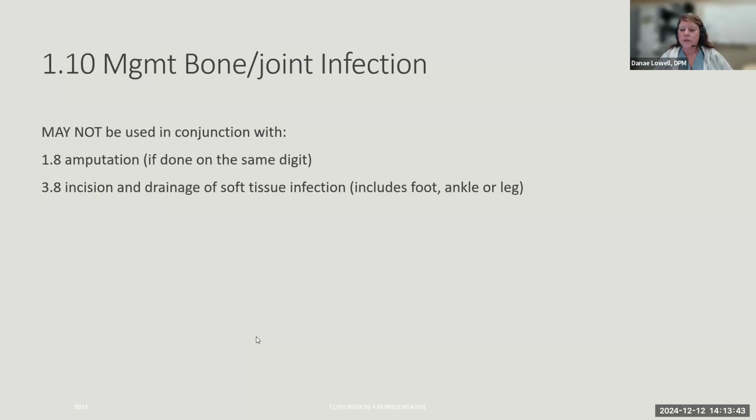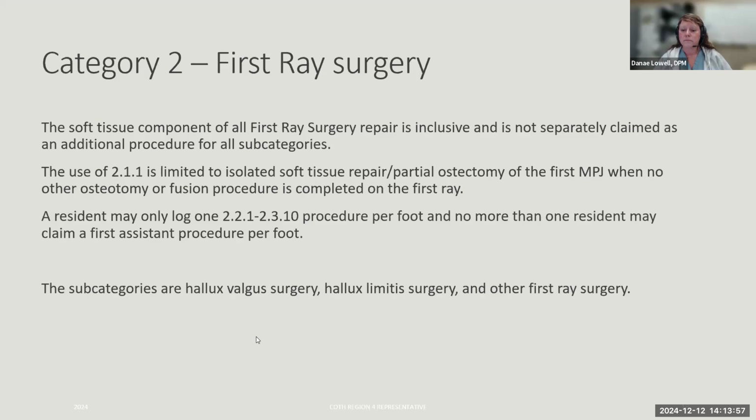Again, you cannot add the procedures of infection management or an IND if you are already amputating the toe. It is inclusive of the index procedure, amputation. When it comes to surgery on the first ray in general, the soft tissue component of all first ray surgery repair is inclusive and not separately claimed as an additional procedure. You log 2.1.1 when all you do is a soft tissue repair with the partial ostectomy. This is only used as long as you did nothing else.